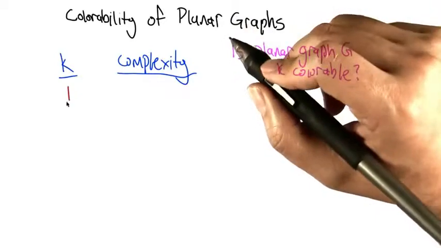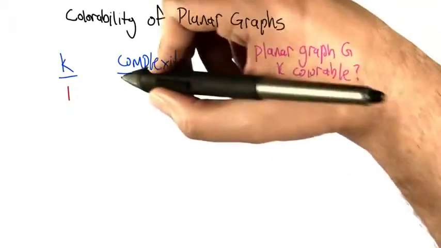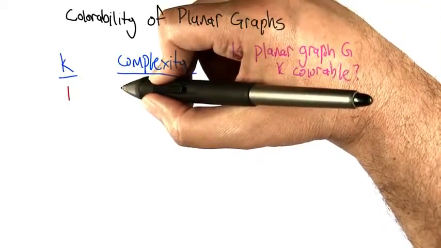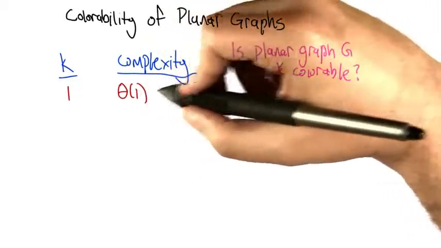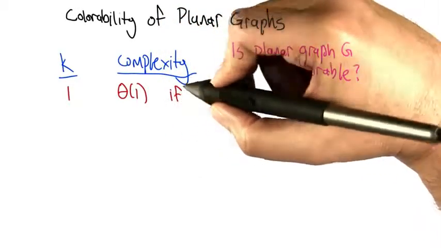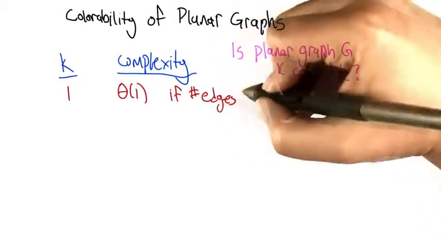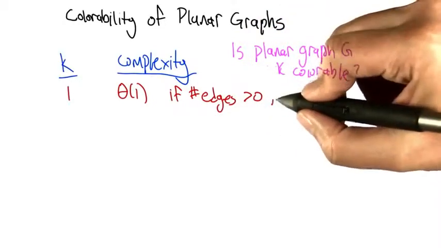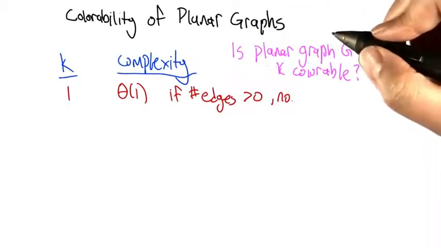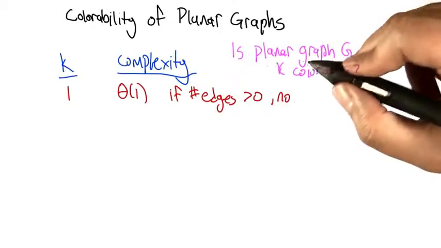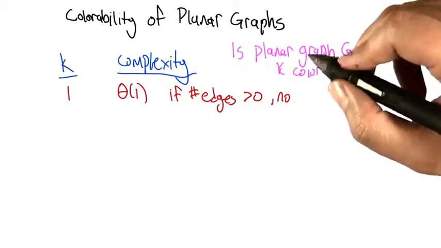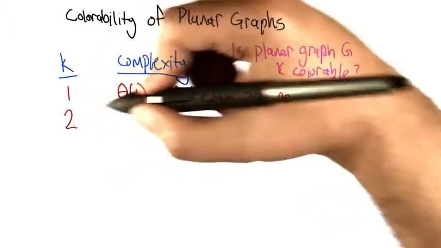So if K is 1, what kind of graphs are K colorable? Graphs with no edges. So we can answer this question in constant time. If the number of edges is greater than 0, no. Right? As soon as there's a single edge, then you're going to need 2 colors to color the nodes in that. All right, what if it's 2?